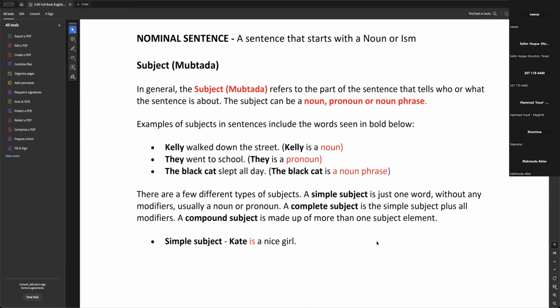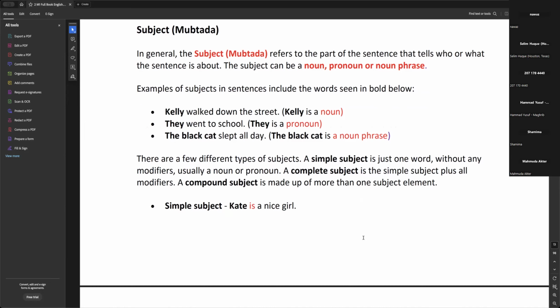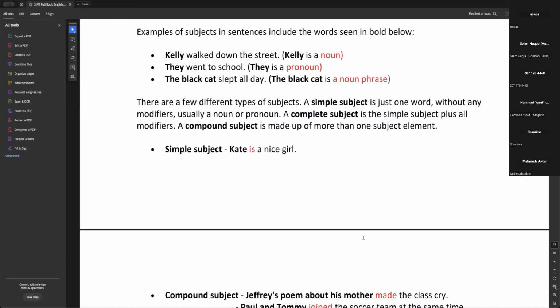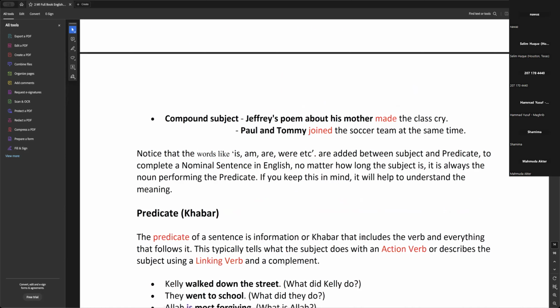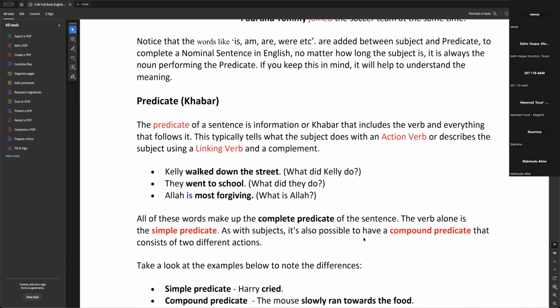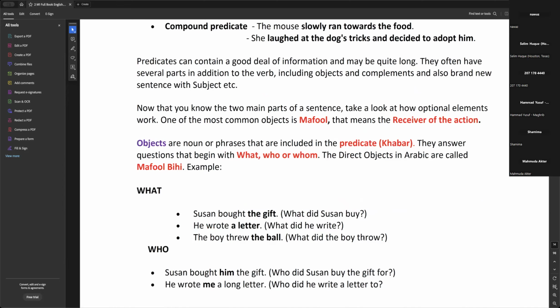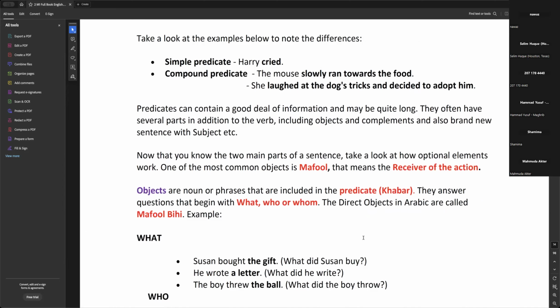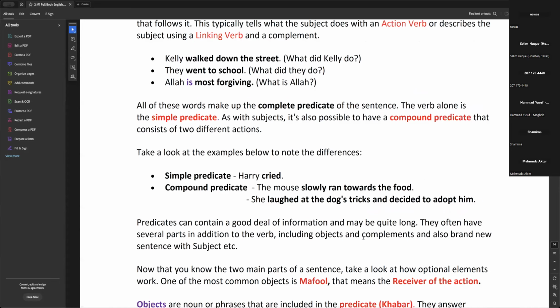Last one, Allah is most forgiving. Who is most forgiving? It's Allah subhanahu wa ta'ala, and that is the subject. Now, Allah is most forgiving. What does Allah do? Allah forgives. So that is information, that is predicate, that is khabar. So that's all. If you wanted to know more about predicate, alhamdulillah, I hope it helps Sister Nana, okay? Feel free.